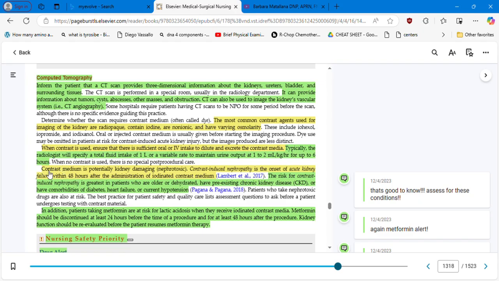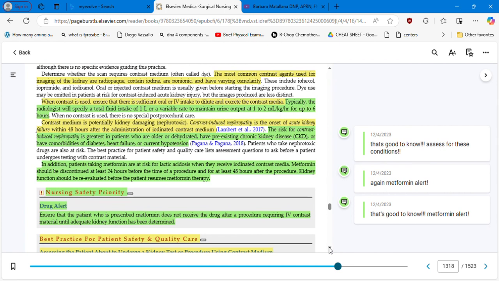Now, contrast medium is potentially kidney damaging, nephrotoxic. Contrast-induced nephropathy is the onset of acute kidney failure within 48 hours after the administration of the iodine. So that is very important. This is good to know. This is NCLEX material. You have to tell the patient to drink a lot of fluid, and we need to request the creatinine result from the recent CMP lab work.